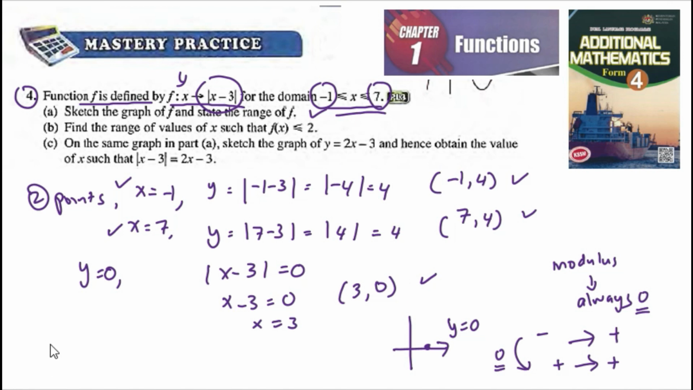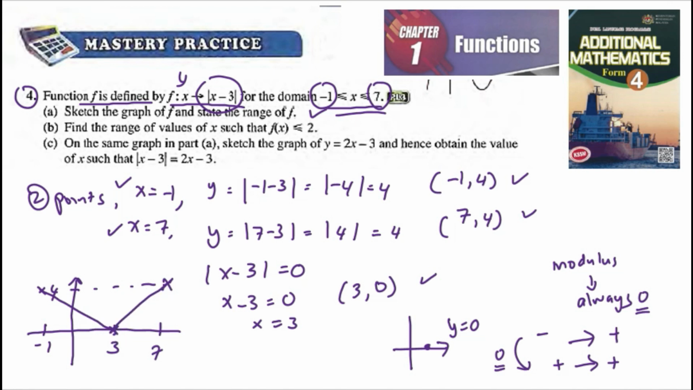So here, -1 to 7. -1 might be here. So 7 might be here. So this one is 4. So we have -1 and 4 is here. So 7 and 4 is here. And then we have (3, 0). So 3 might be in between here. So this is (3, 0). So this is our graph.